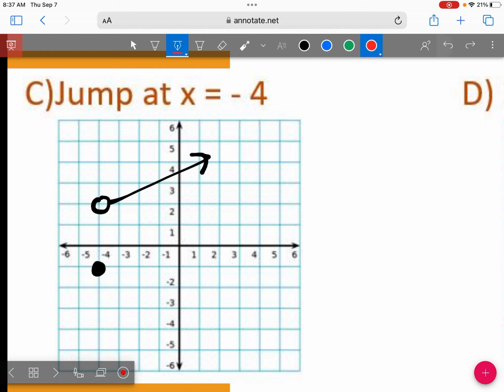I usually make it pretty simple and I just do straight lines. You can't do a vertical line though. Why can't you do a vertical line? Because a vertical line is not a function. It has to be horizontal. So you can just do a horizontal line like that. You can make two horizontal lines. That would be a jump.